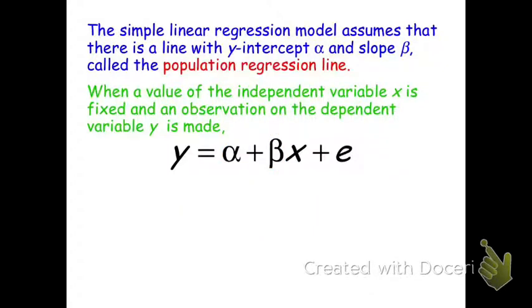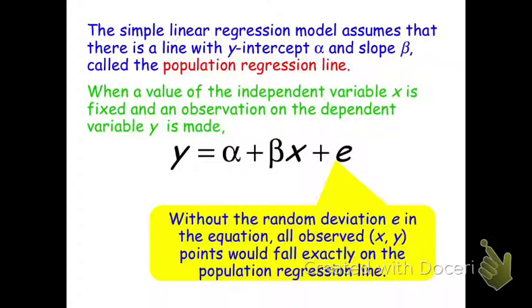On the last slide, were you saying that f of x is the same as a plus bx? Yes, all of that goes into f of x. It's your predicted regression line. Without any error, all of your values would fall exactly on the population regression line. So if you had no residuals, or 0 residuals, then everything would be on the line.